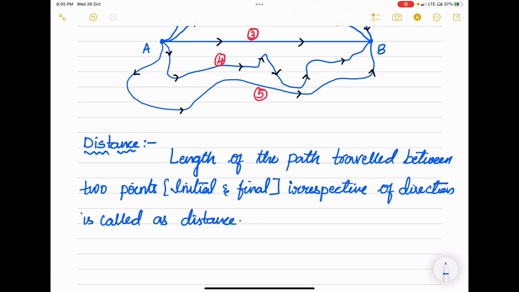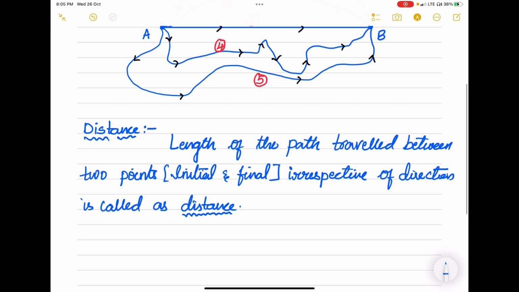So it means we need not consider in which direction you are taking a path to travel between A and B. You are about to reach B when started from A, irrespective of any direction. Let me say you are moving in different ways on different paths, and the total length of the path taken by you to reach from A to B is called distance.